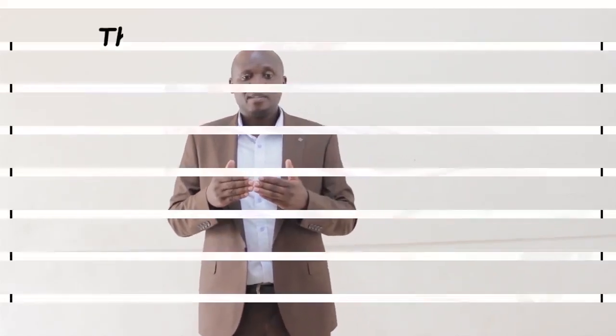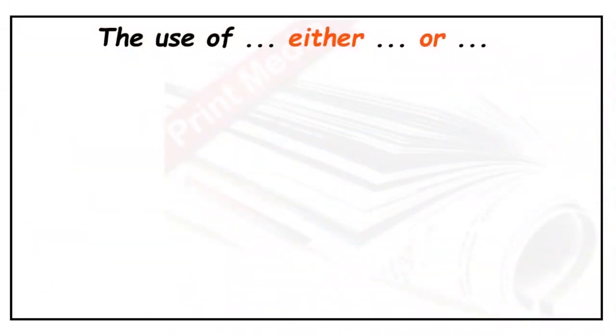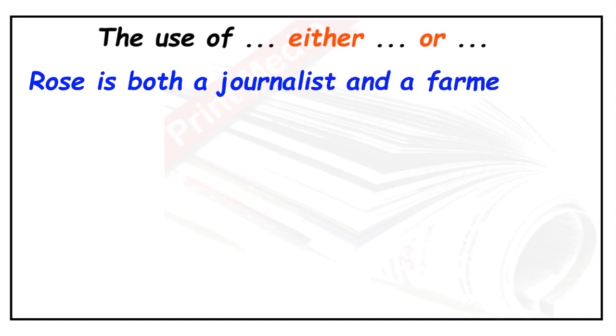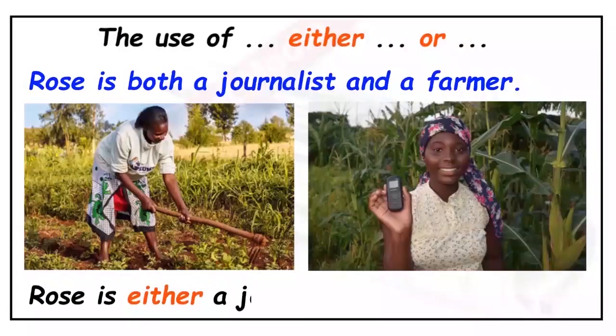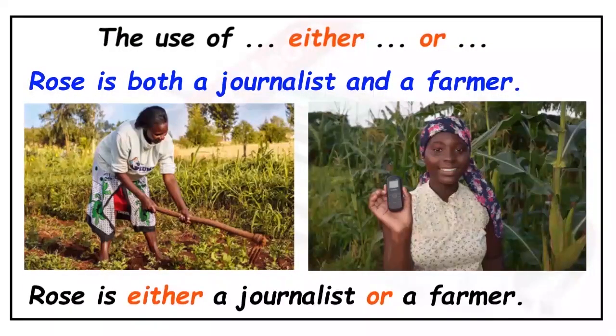My dear viewer, I have here another kind of sentences, different sentences we can join together using either. Here we can say, for example, Rose is both a journalist and a farmer. The answer here will be, Rose is either a journalist or a farmer. So it is one person, one subject, one doer of the action, but doing different activities, different opinions, different ideas.